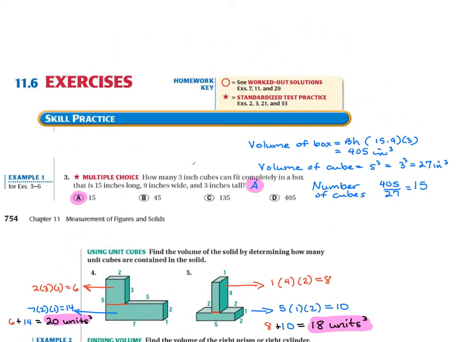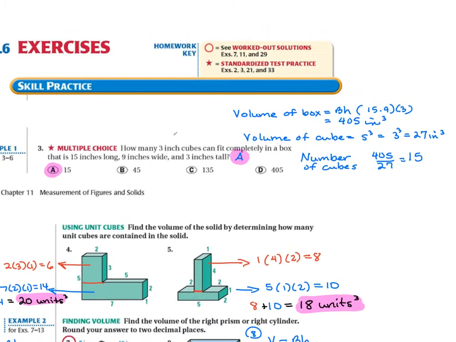So for number 3, this one was a multiple choice question, and it said how many 3-inch cubes can fit completely in a box that is 15 inches long, 3 inches wide, and 3 inches tall. So again, here what I need to do is find the volume of that box, so the area of the base times how tall it is, or just multiply 15 times 9 times 3, and I get 405.